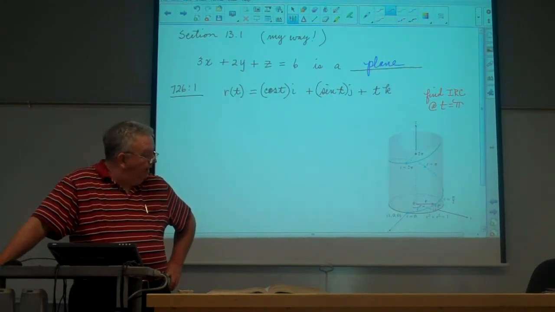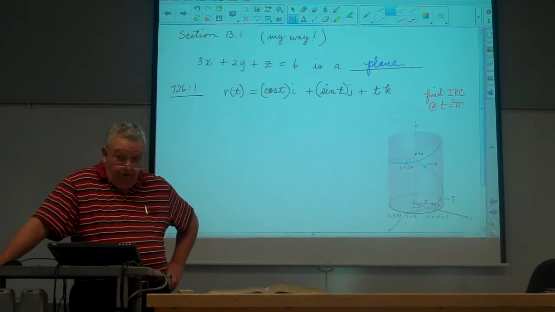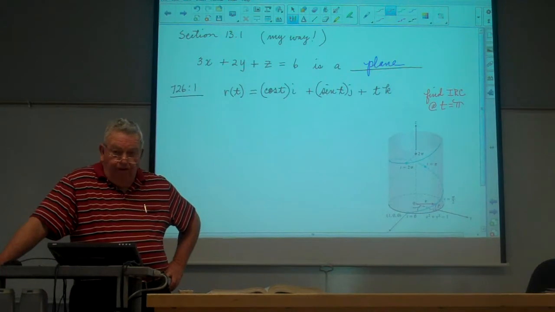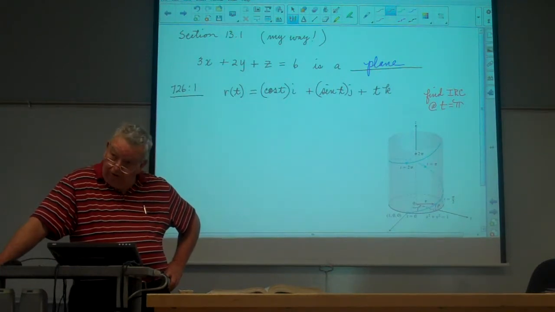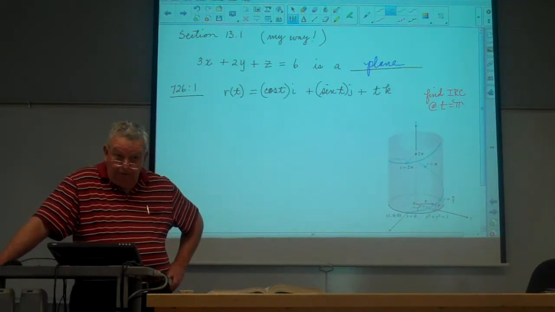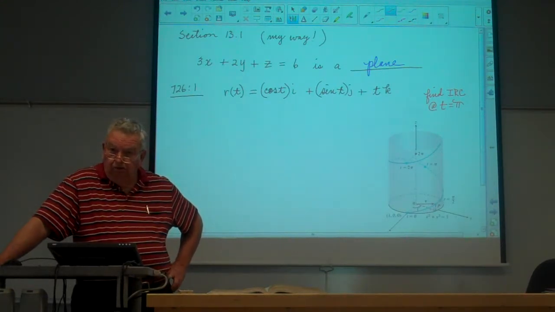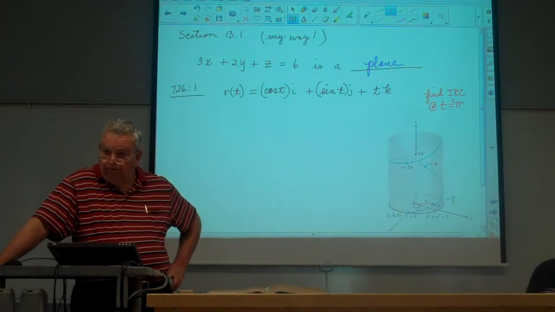But in Cal 1, you learned what instantaneous rate of change was, right? What is it? The derivative. Yeah, the first derivative. And to find the instantaneous rate of change at a point, what do you do? Get the derivative and plug the point in. You plug it in.